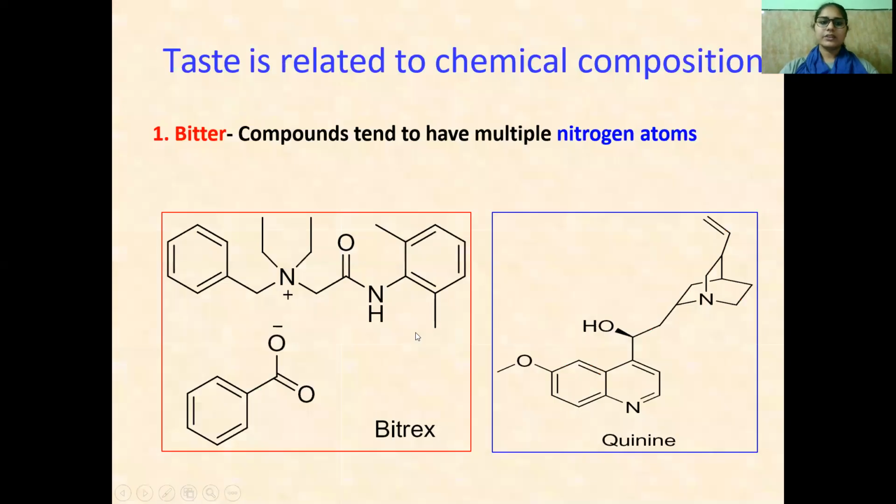Next, we have that taste is related to the chemical composition. As we already know, bitter compounds tend to have multiple nitrogen atoms. So there are nitrogens, so it is quinine and brucine which have the bitter taste.